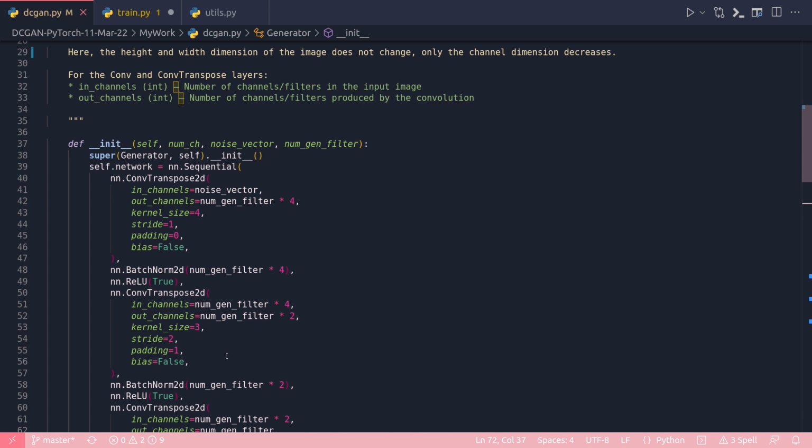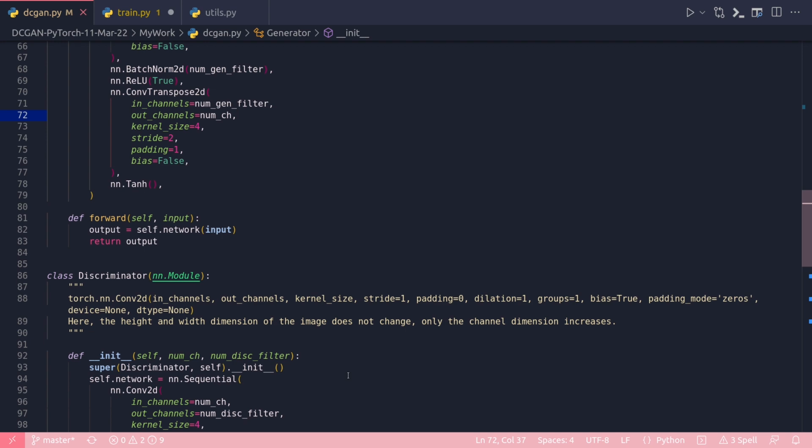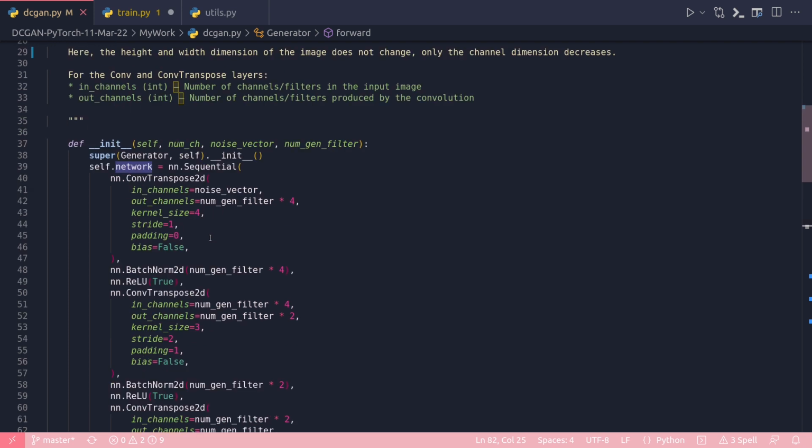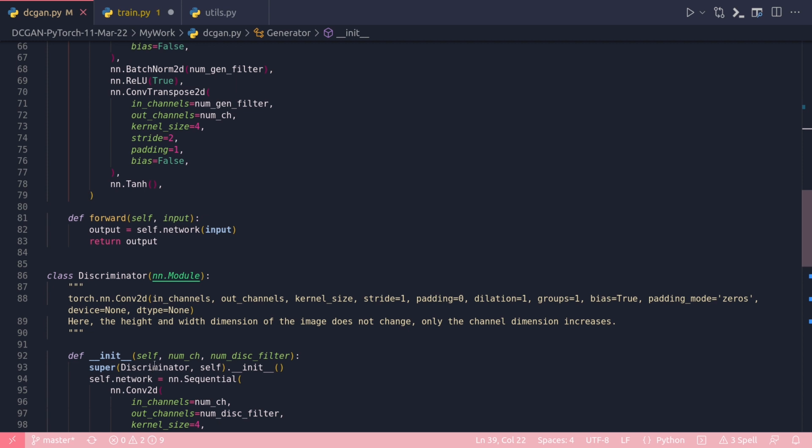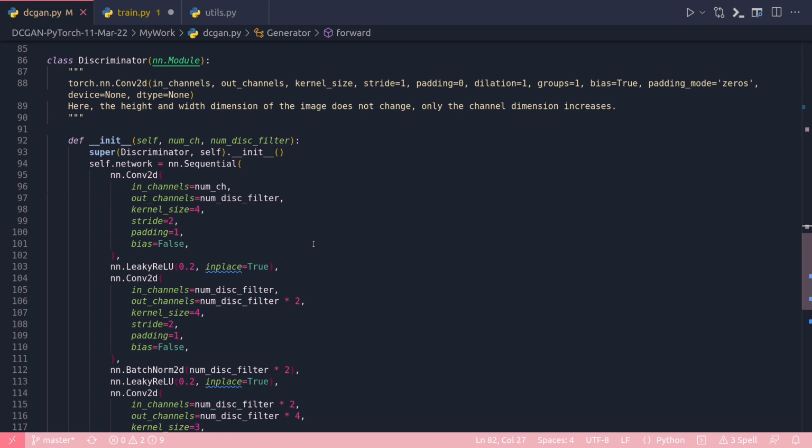So that was the sequential stacking of my 4 conv transpose 2D, and then I have to do the forward function. This is quite easy here. Forward is just the output from the network, and I'm returning that output. Obviously, self.network is the name of this entire architecture. I'm naming the entire nn.Sequential stacking self.network, and that's exactly what I'm using within my forward function. Okay, now next is the discriminator.